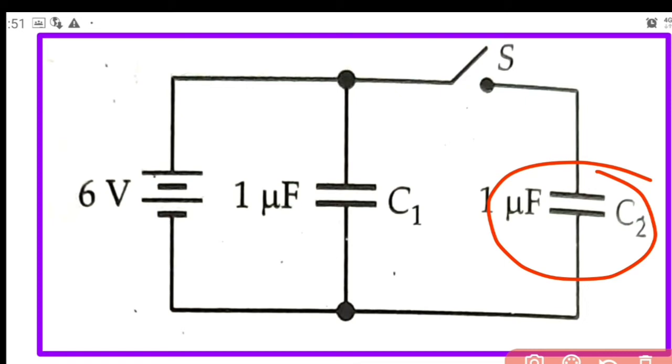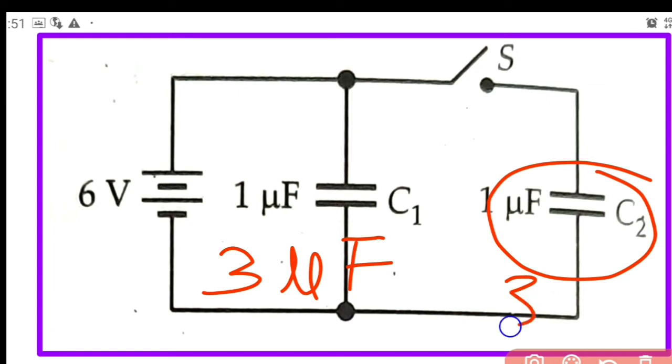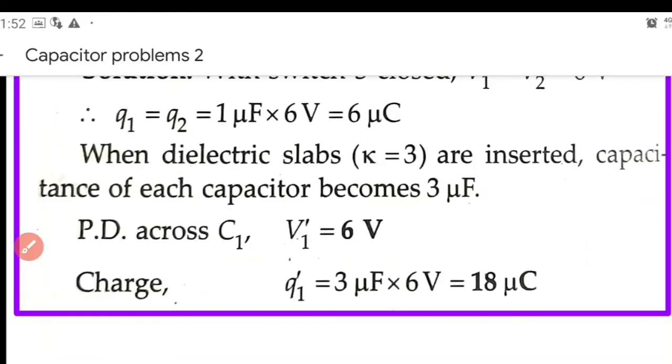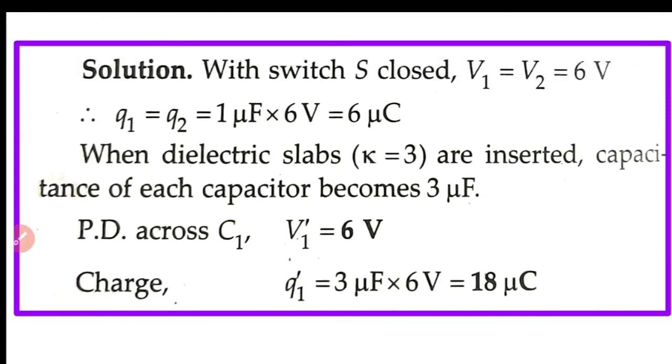Okay, but what about C1? So the thing is this, in both the capacitors, the dielectric slab of dielectric constant 3 is introduced. So both the capacitance becomes what? 3 microfarad. Both C1 and C2 it becomes 3 microfarad. Okay, and what will be the charge on the first capacitor, that is C1? The potential difference, that is 6 volt into 3 microfarad. So it becomes 18 microcoulomb.